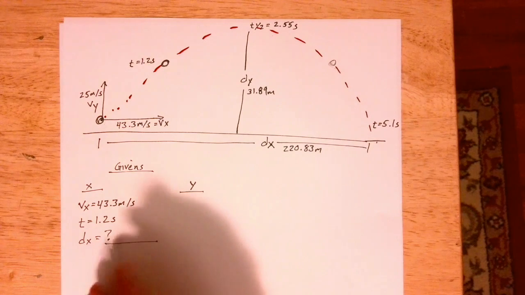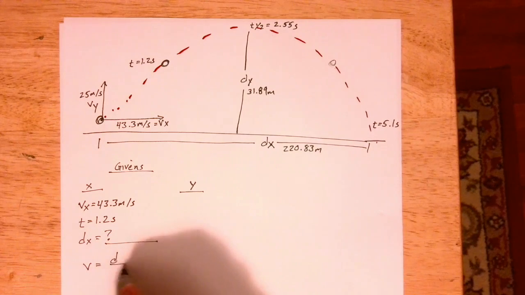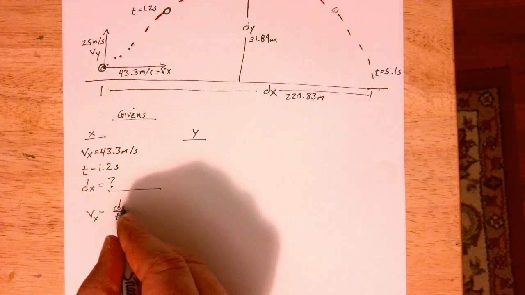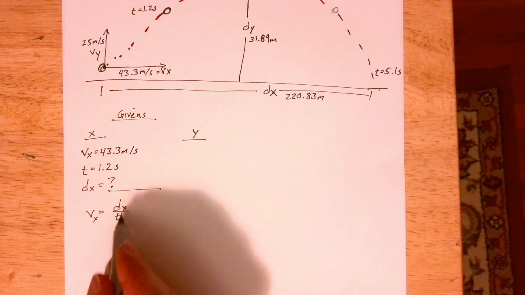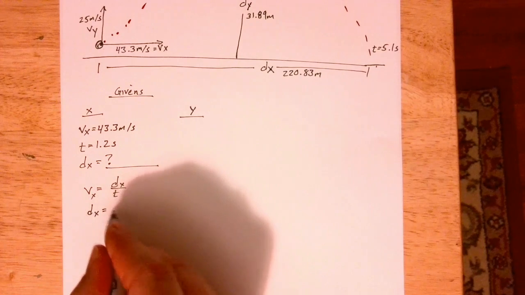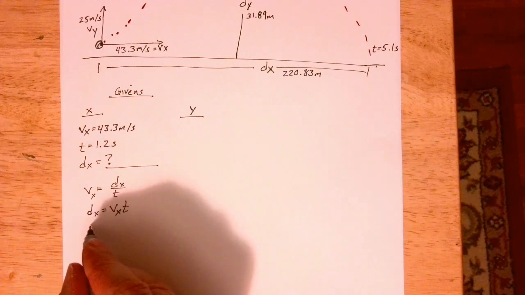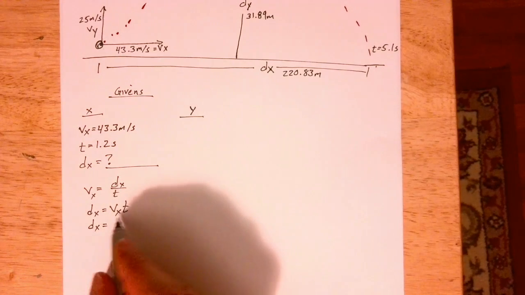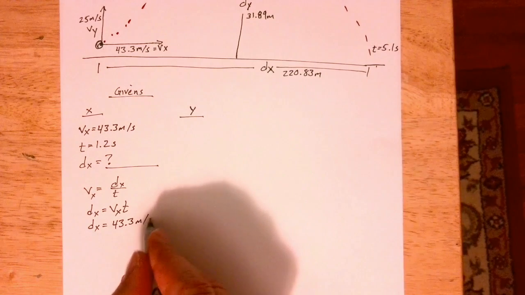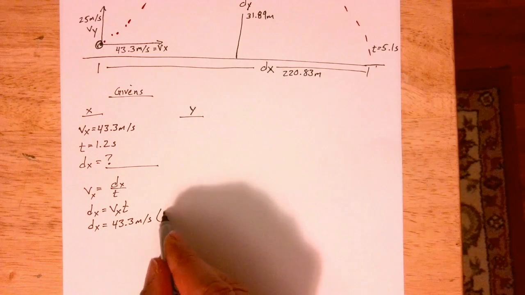And there's only one formula that we have to be concerned about in the x direction, is velocity is equal to distance over time. And again, we're dealing with velocity in the x direction and solving for the distance in the x direction. So to rearrange this, all we're doing is distance is equal to the velocity times time. And again, we're looking at the velocity in the x direction. So distance in the x direction is equal to the velocity, which is 43.3 meters per second. Make sure you put your units in here. And a time of 1.2 seconds.